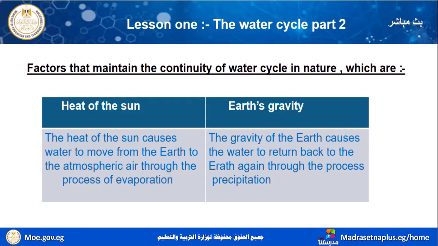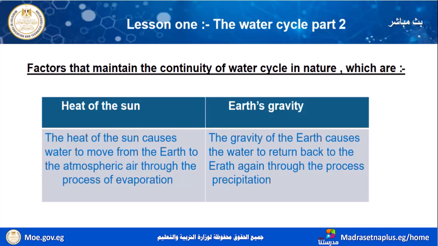Then air currents will carry the water vapor, which is formed from the water surface, and it will rise up into the air. And when the air and water vapor rise up in the air, it will cool and return back to water by a process called condensation. Then they form clouds. And when more water droplets are formed, the clouds become very heavy, then they return back to the Earth's surface by the effect of the Earth's gravity.